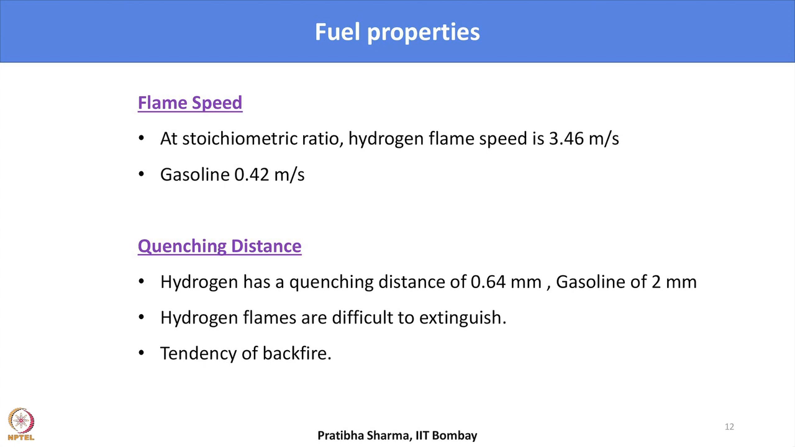For any flame, for any fire, the required things are an oxidant, a fuel, and an ignition source. The quenching distance describes the flame extinguishing property of a fuel, and is related to the distance from the cylinder wall at which the flame extinguishes because of heat losses. In the case of hydrogen, the flame travels very close to the cylinder wall, which makes it very difficult to quench. For hydrogen, this distance is 0.64 mm. However, for gasoline it is 2 mm. So, hydrogen flames are very difficult to extinguish. At the same time, they have a tendency to backfire.